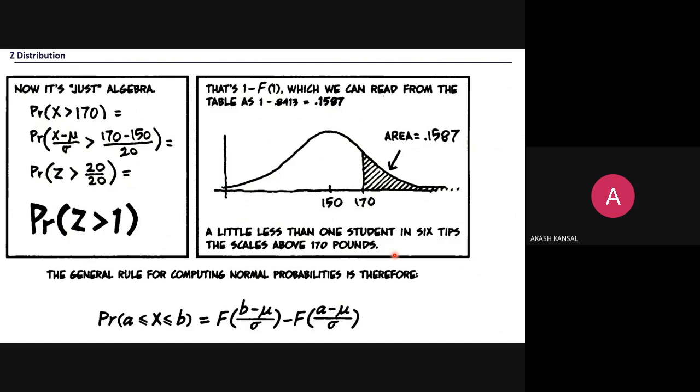Again, a general rule for computing normal probabilities is, if you want the probability of x between a and b, you have to calculate the F score for (b minus mu) upon sigma minus the F score for (a minus mu) by sigma, and then you will have this probability.